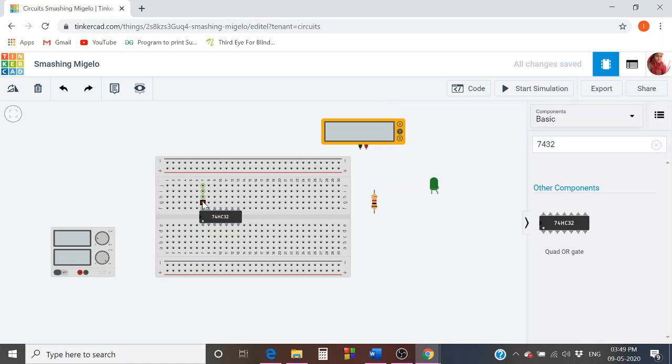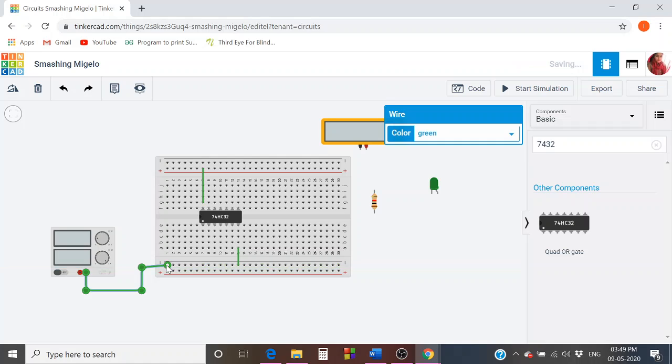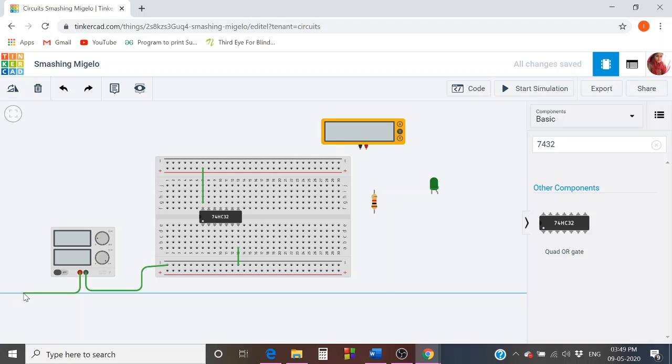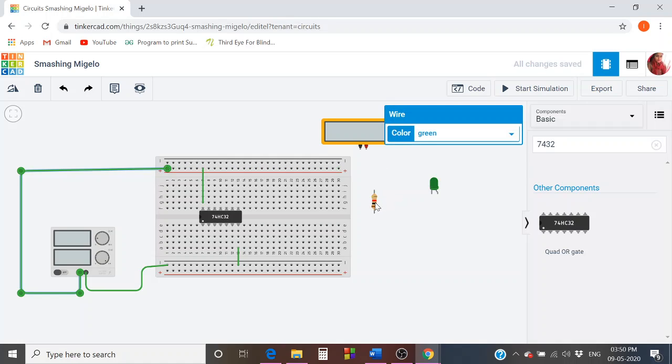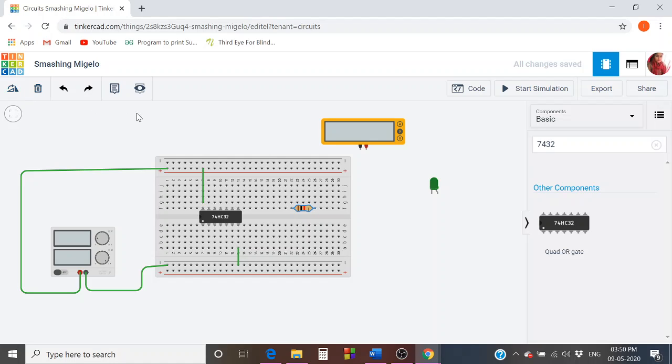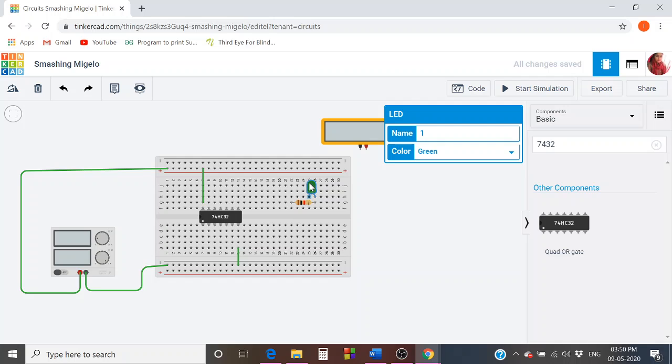Firstly, you have to connect pin number 14 to the positive and pin number 7 to the ground. This negative side, and this positive side to the upper portion. This resistance you have to put here. Just change the polarity. And this LED to here.